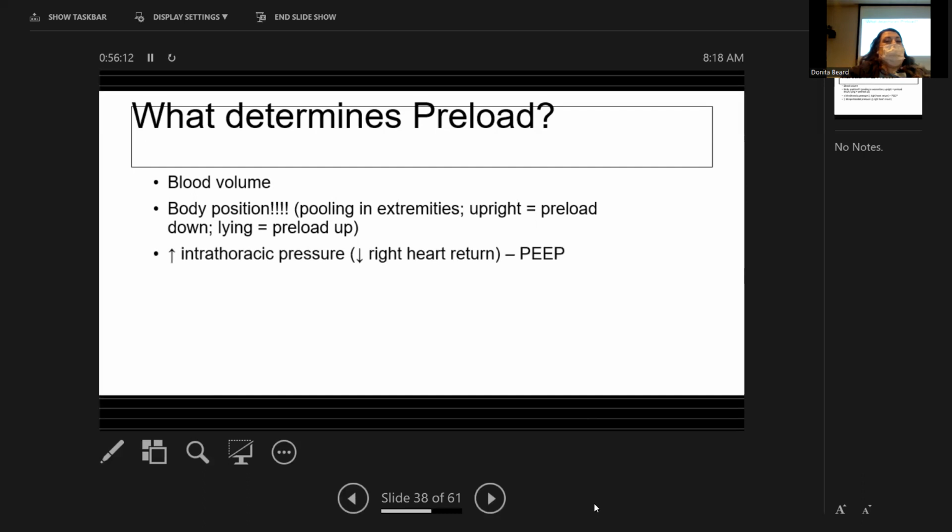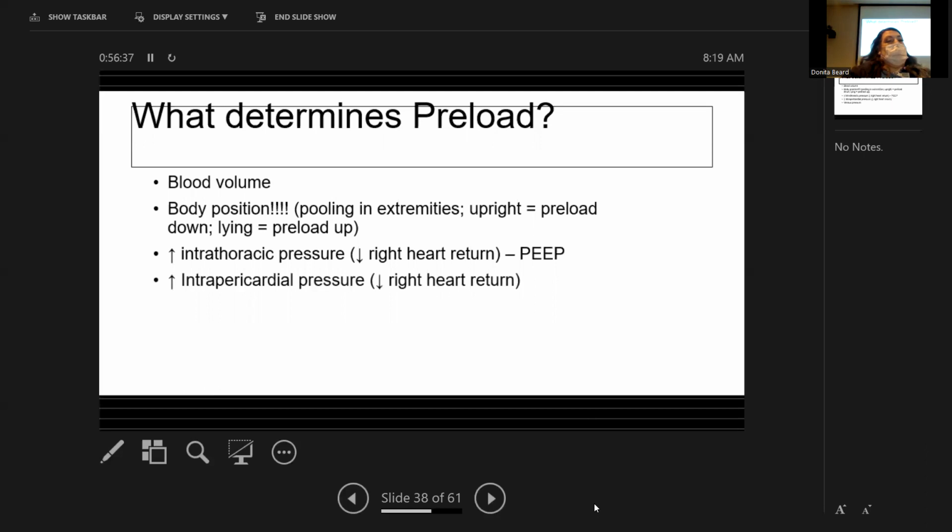Increased intrathoracic pressure will also decrease preload. That is why some patients, when you intubate them, may not do as well, because you're automatically giving them PEEP. And so you're putting a lot of pressure and giving them increased intrathoracic pressure, and so you can decrease preload to the heart. You decrease venous return back because of that pressure.